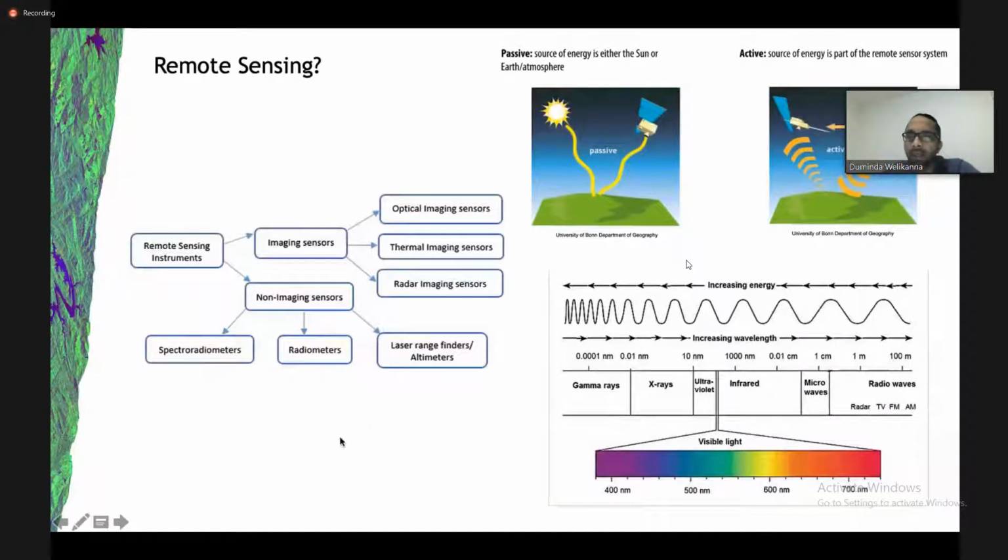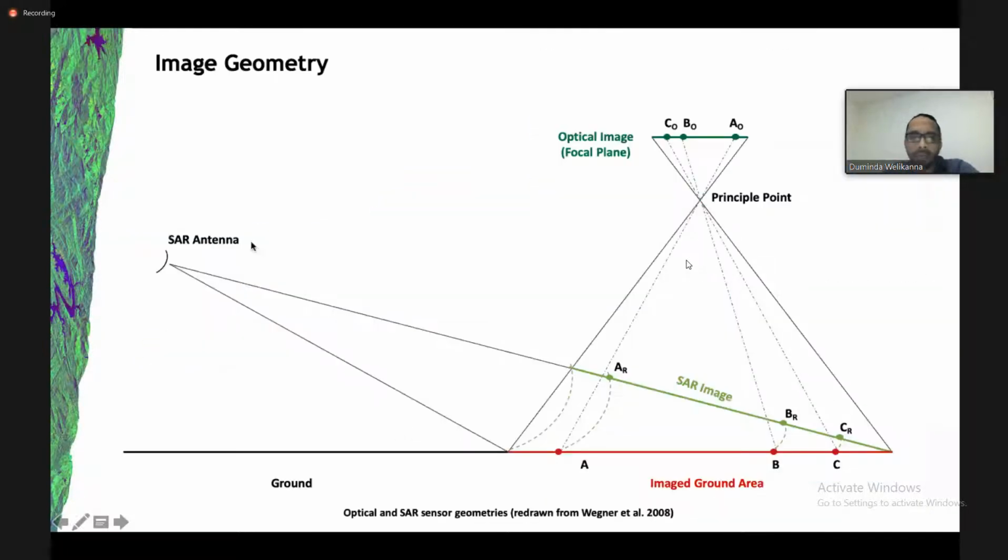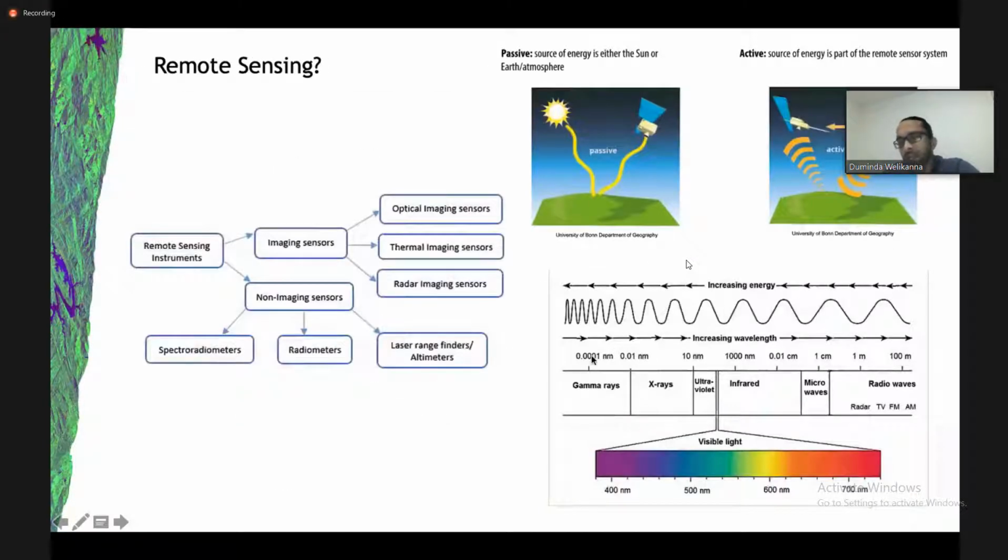And then in the bottom right corner, you can see we can talk about remote sensing depending on the wavelength of the electromagnetic radiation. As you can see, energy increases in the left direction and wavelength increases in the right direction. So I'm talking about imaging sensors.